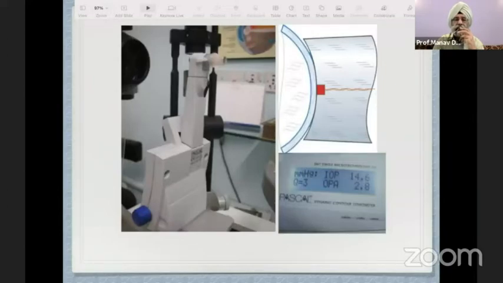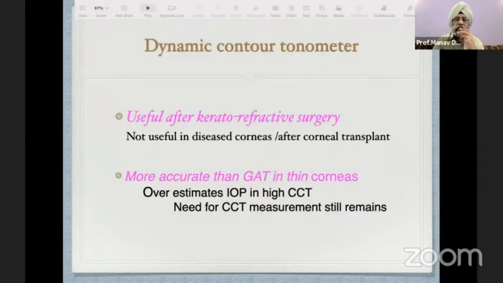This is a picture of the dynamic contour tonometer, which has a slightly different technology and is useful after keratorefractive surgery. It gives a more accurate reading in thin corneas. However, one should remember that it does not give accurate readings in thick corneas, where GAT still stays better than this.